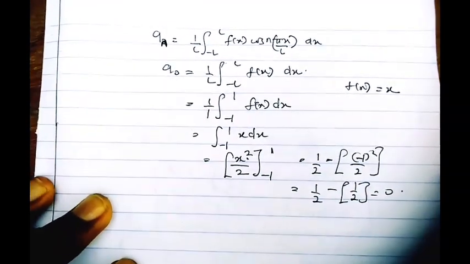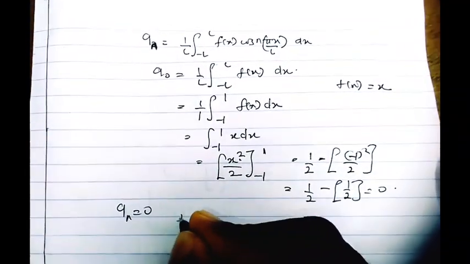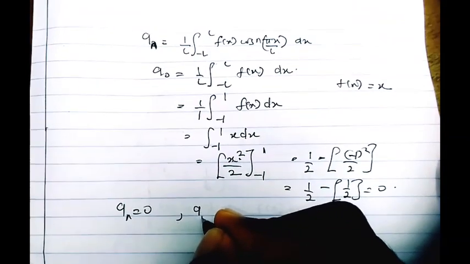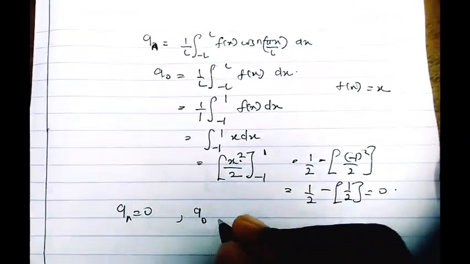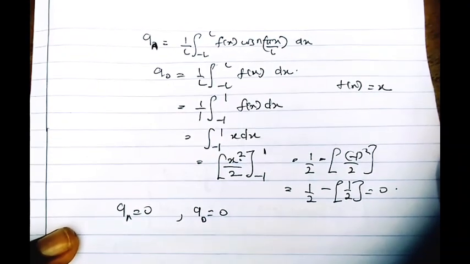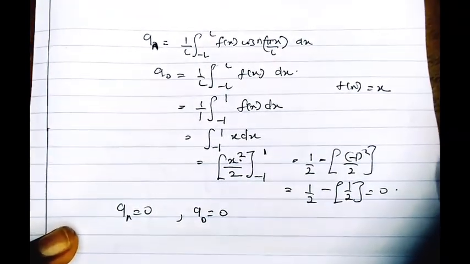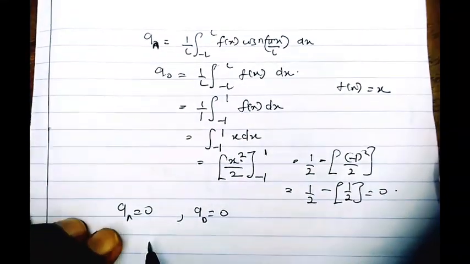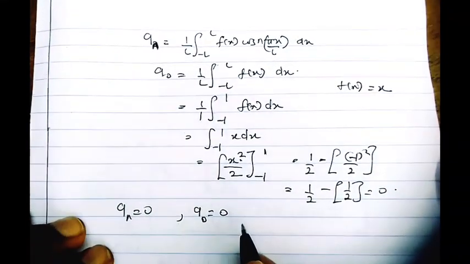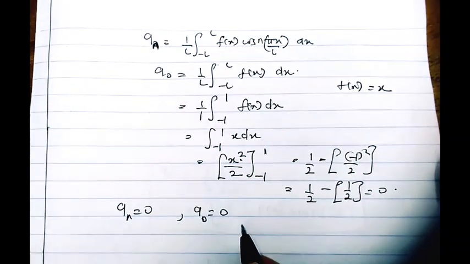So if you look at this, we've gotten a naught to be equal to 0, and we've gotten an to be equal to 0. So what is this trying to tell you? This is trying to tell you that this function is an odd function. Remember, normally f(x) = x is an odd function. So we have shown here that a naught is equal to 0 and an is equal to 0. So this means the function we are working with is an odd function.